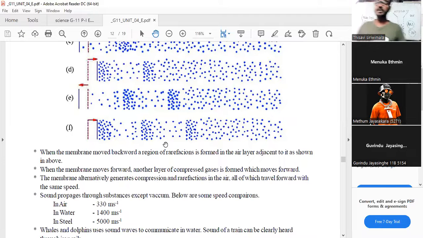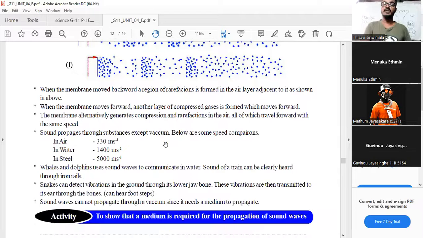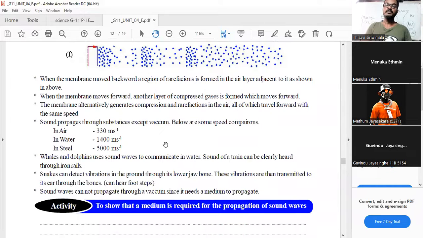Below are some speed comparisons. Sound is a mechanical wave, so it requires a medium for propagation. Sound waves can travel in air at 330 meters per second, in water at 1400 meters per second, and in steel at 5000 meters per second. As you can see, sound waves are capable of traveling in all three states of matter. That means it requires a material medium for propagation.